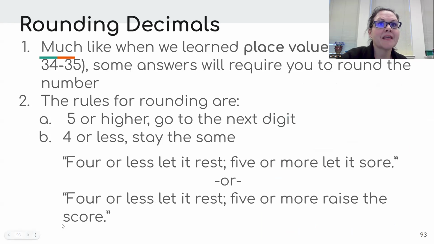And then we're also going to talk about rounding decimals right here. Much like when we learned place value, which was slides 34 and 35, some answers will require you to round numbers. The rounding rules are: for 5 or higher, you go to the next digit. 4 or less, you stay on the same digit. So our rule would be: 4 or less, let it rest. 5 or more, let it soar. 4 or less, let it rest. 5 or more, raise the score. Let's look at some examples here.